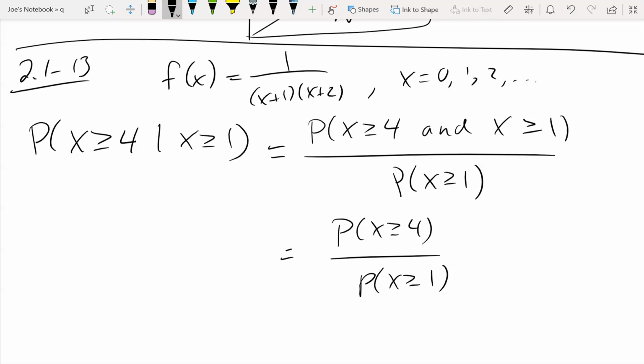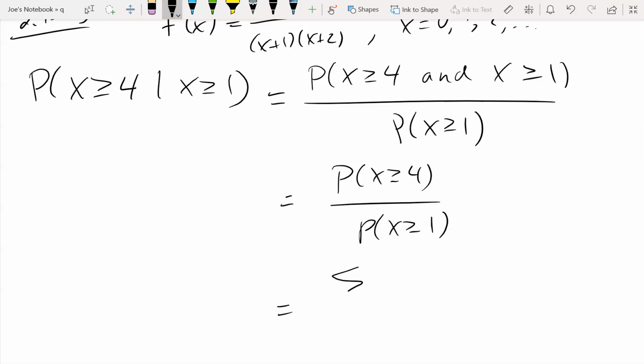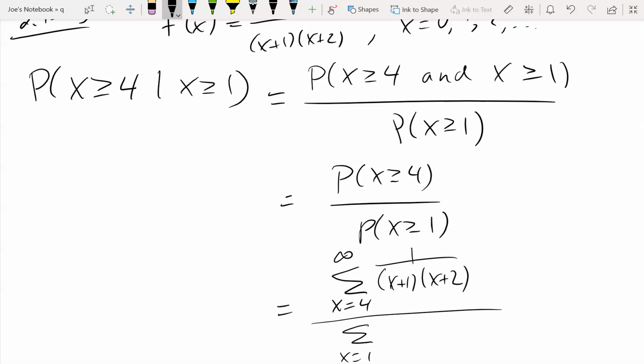All right. So now using the fact that I've got a probability mass function, I want to do a summation to figure out these probabilities, right? It's 4 or greater. So using the PMF, this has to be the sum from x equals 4 to infinity of 1 over (x+1)(x+2), over the sum from x equals 1 to infinity of 1 over (x+1)(x+2).